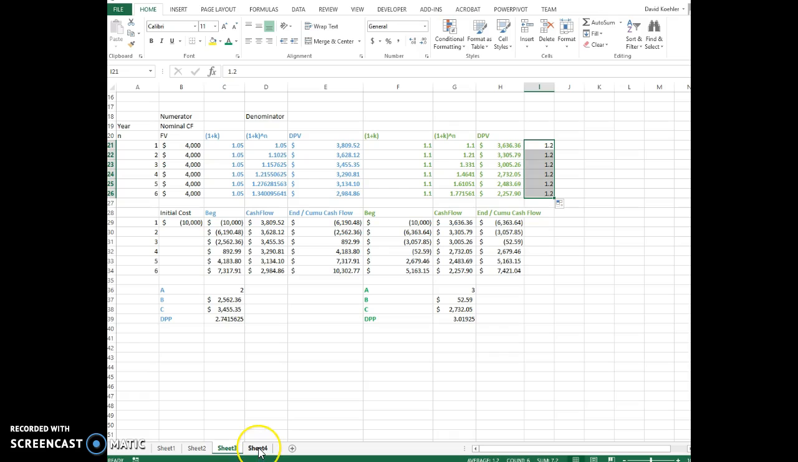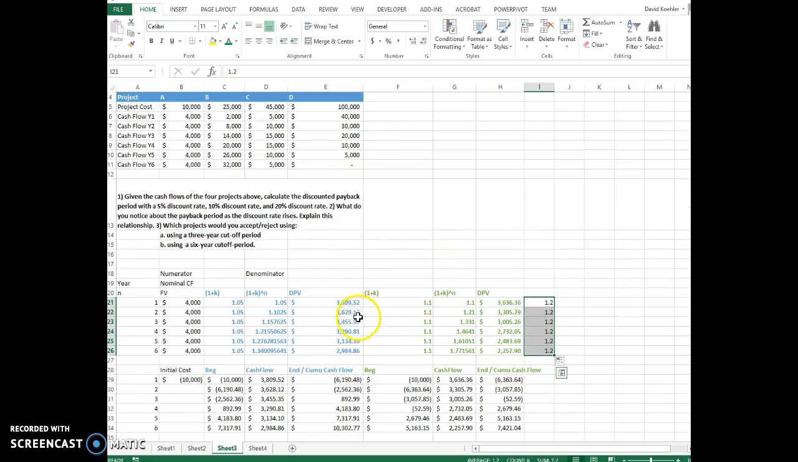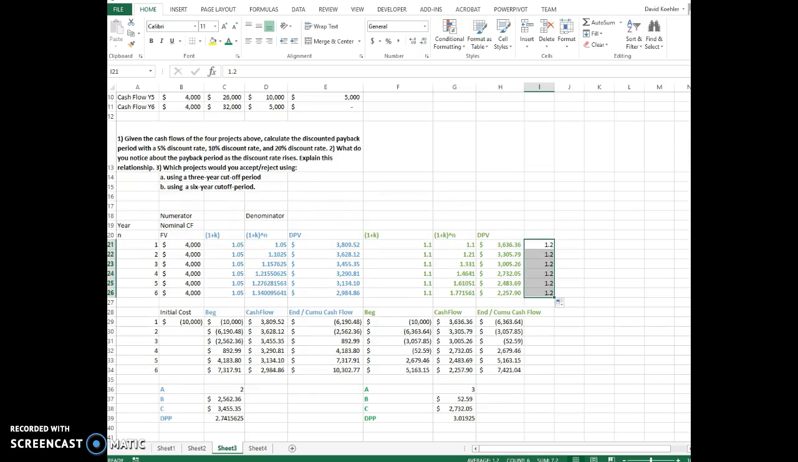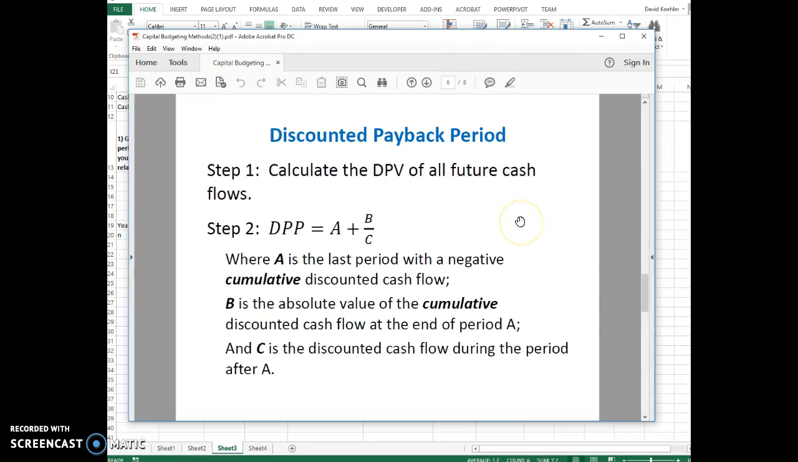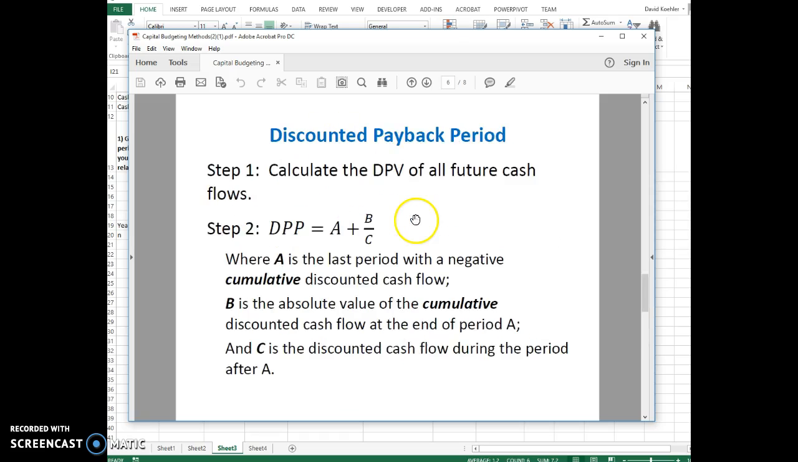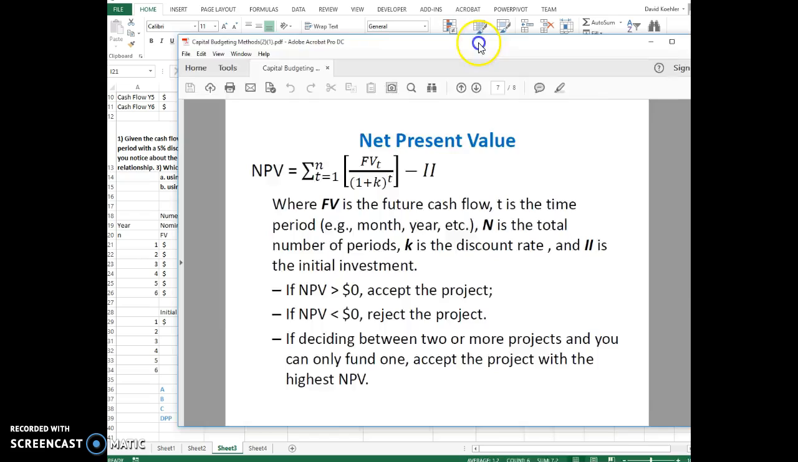All right. So now that you've done that, problem 4 says, hey, let's calculate a net present value. And I'm just going to show you with project A and I'll do a net present value. So we've done all this, right? When you do net present value, let me find my PDF. So we did discounted payback period. Net present value, we're finding the same thing. We're finding the discounted cash flow, right? This is that equation right here. And then we're subtracting the initial investment.